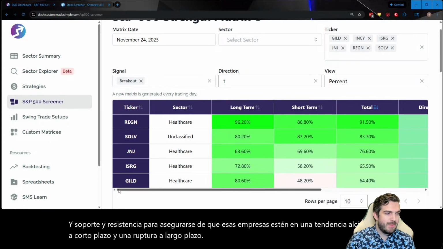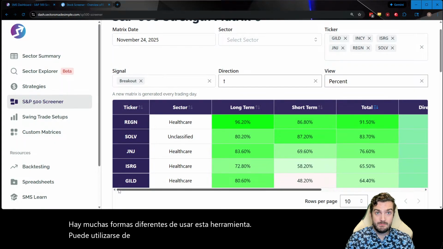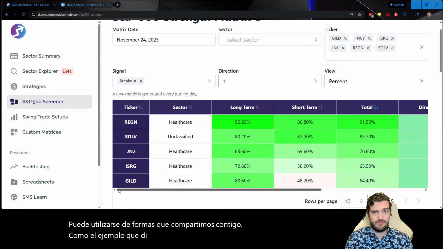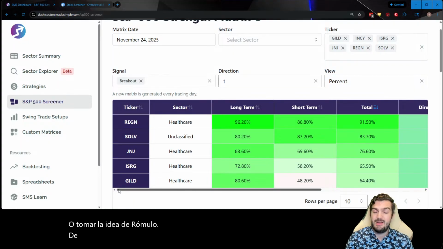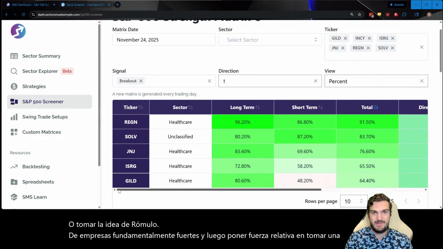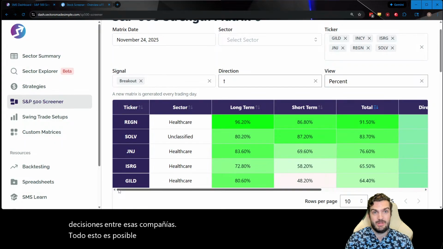There are so many different ways that this tool can be used. It can be used in ways that we share with you, like the example I gave to start things off here, or like matrix strategies, or taking Romola's idea of fundamentally strong companies and then putting relative strength in to make a decision between those companies. All of this is made possible through those 3 building blocks: sectors, support and resistance, and relative strength.